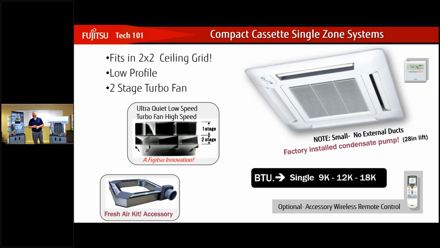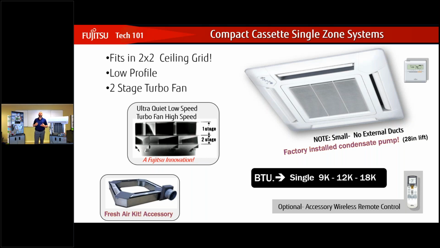Get into our compact cassettes. These fit in a 2x2 ceiling grid. The application that we're going to see these used most in, maybe office settings, much like we have here, drop ceiling. Perfect, fits right in that 2x2 ceiling grid. Maybe meeting rooms, stuff like that. That's where you're going to see these most of the time.